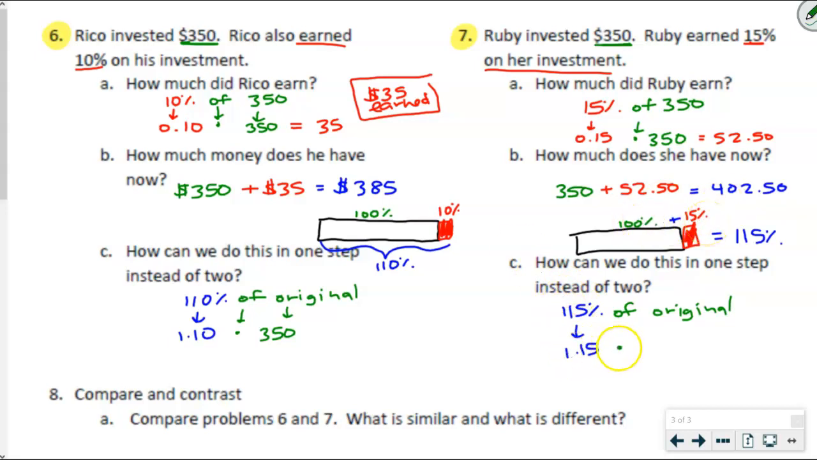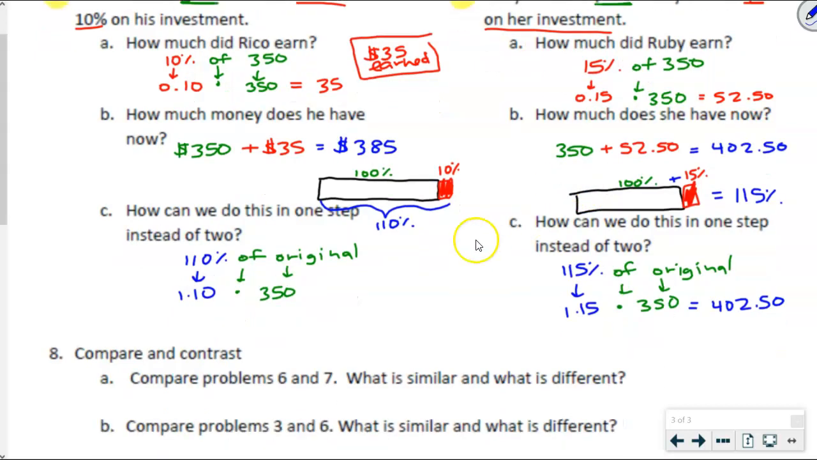1.15 times the original amount of 350. Type that into your calculator, and in one single calculation, without having to break it up into these 2 steps, in one single calculation, I still get that same 402.50 that I got before.